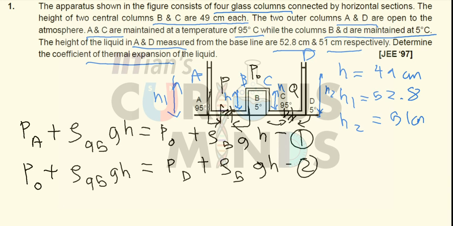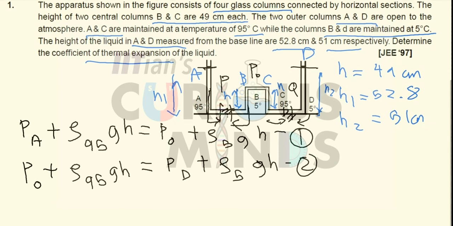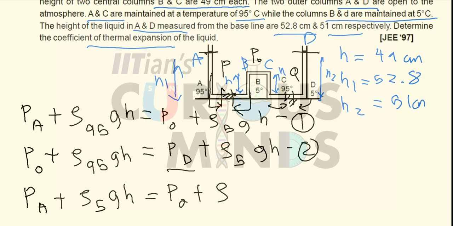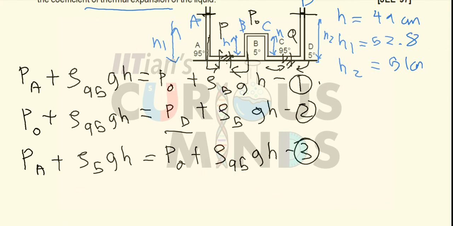Now since A and D both are open to the atmosphere, the pressure from the liquid on the top will be same on both. So instead of PD I can write it as PA. If I rearrange this part, it will be equal to PA plus rho 5 gh equal to P naught plus density at 95 degrees Celsius g into h. Let me mark this as equation number 3. I will subtract 1 and 3.